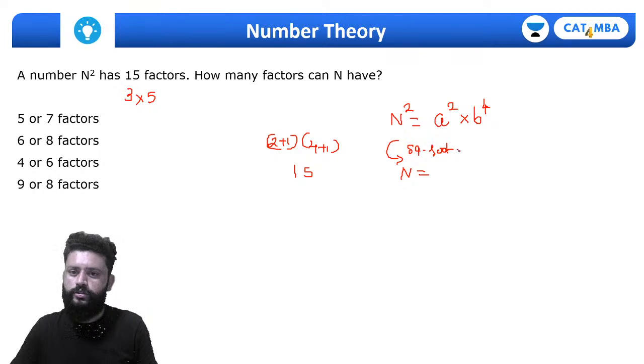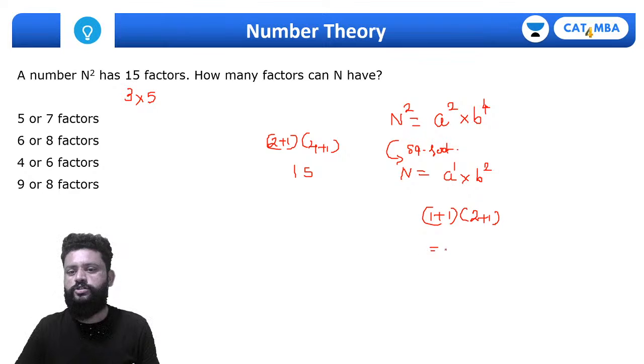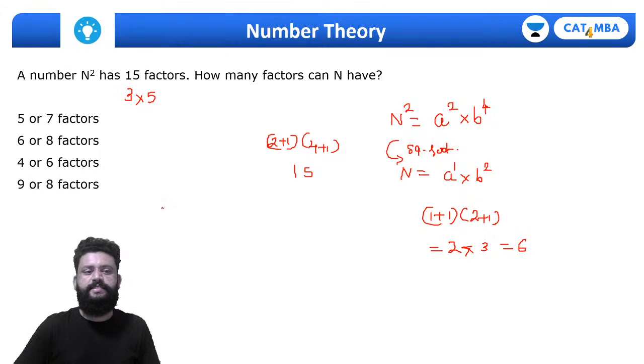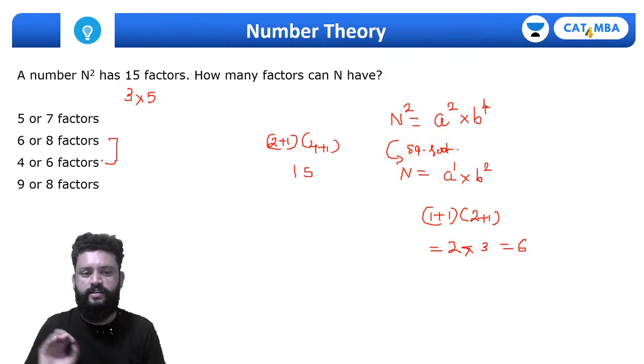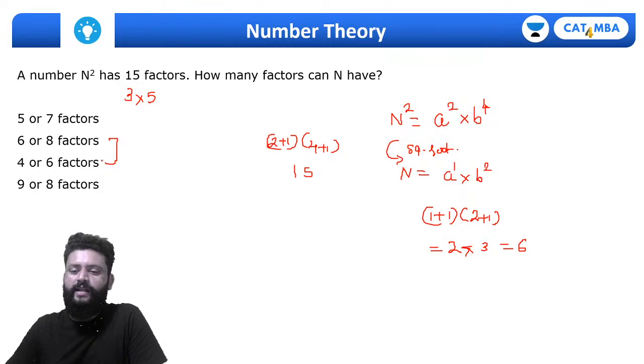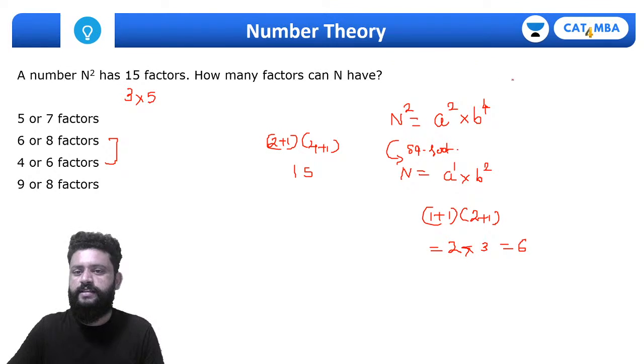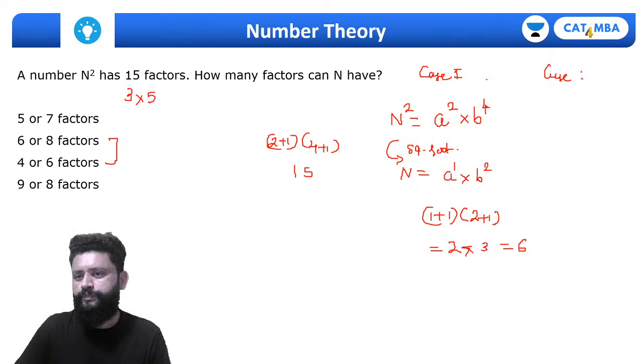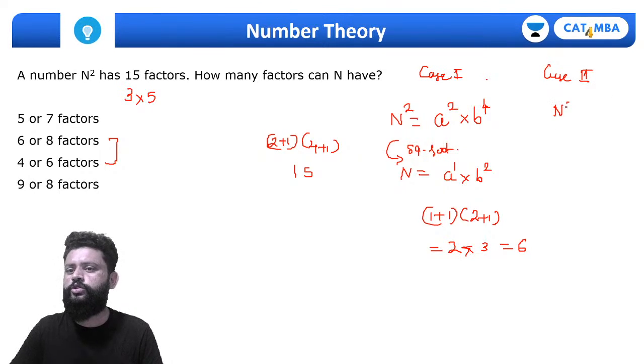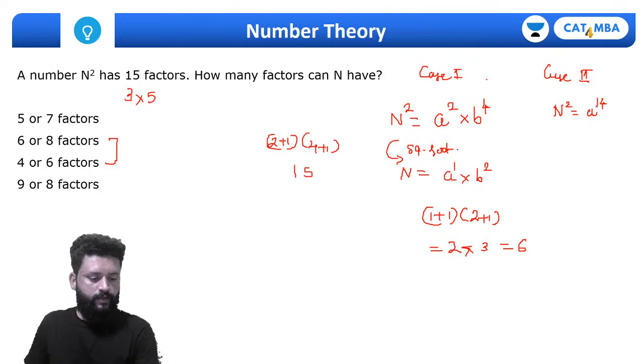If we take the square root, this must be a into b square, and what factors will come: 1 + 1 into 2 + 1, it has to be 2 into 3, 6. Most of the students get this as 6, and everyone knows the answer is either B or C, right? Now you miss one very simple thing here, guys. This is case 1, okay. What is case 2? I write case 2 here: why don't you try n square directly as a to the power 14? Is that okay, Krishna?